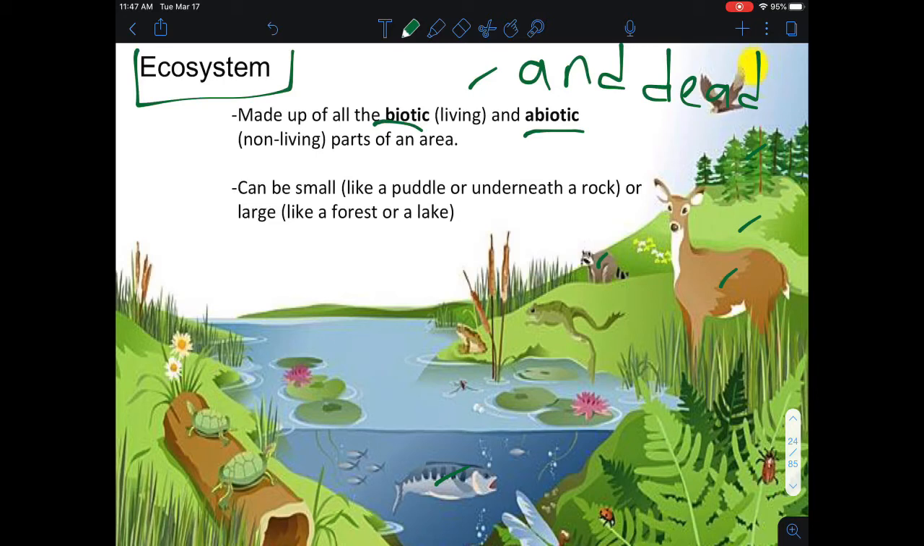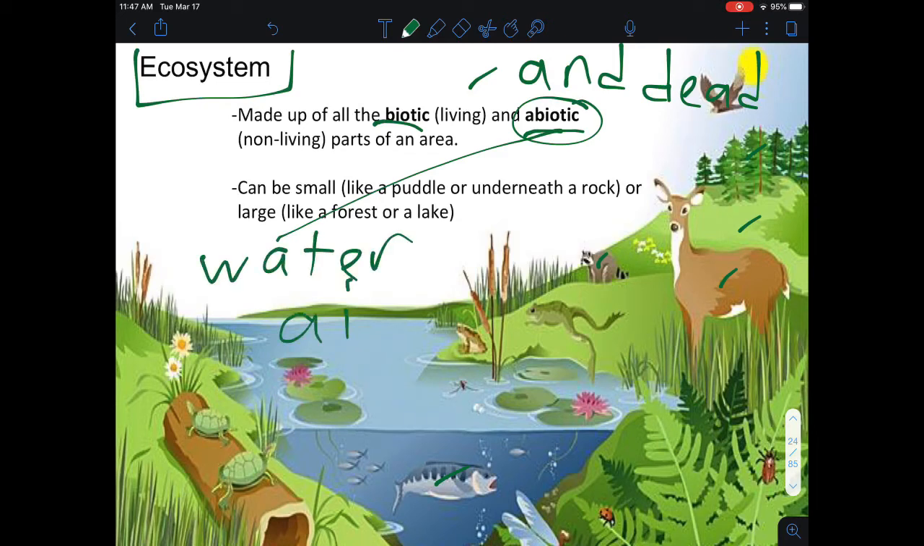Abiotic could be things like the water. It could be things like the air. It could be things like rocks. It could be things like heat, temperature. So these things are non-living things, but they do have effects on living things.